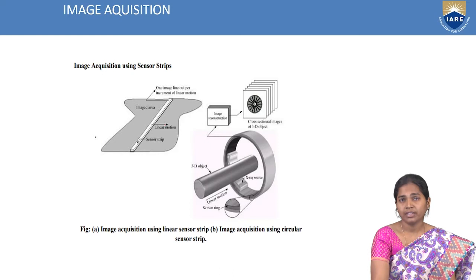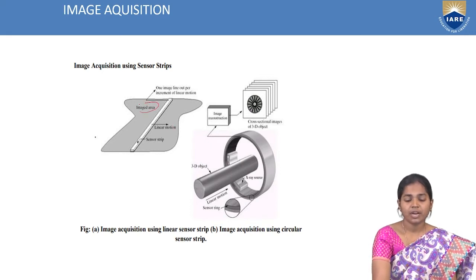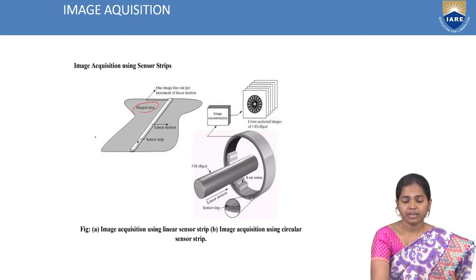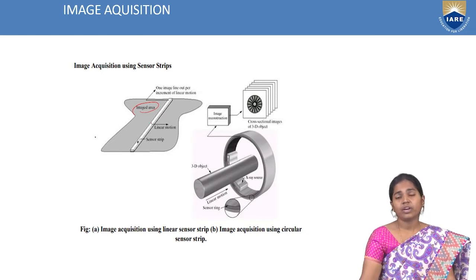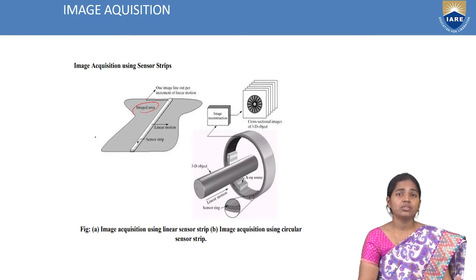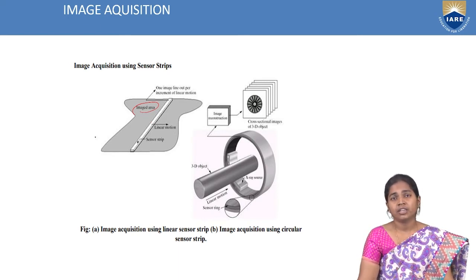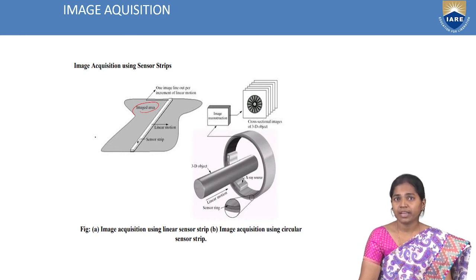Depending on whatever light energy falls on the sensor, it gives a proportional output. This part is nothing but the imaged area, and one image line out per increment of linear motion. When the light energy falls on the sensor, it again rotates one step, and like that it captures the entire image. Based on the light energy that falls on the sensor, it gives output.